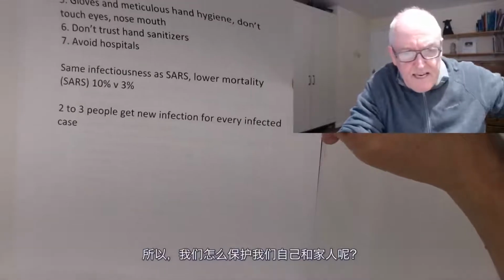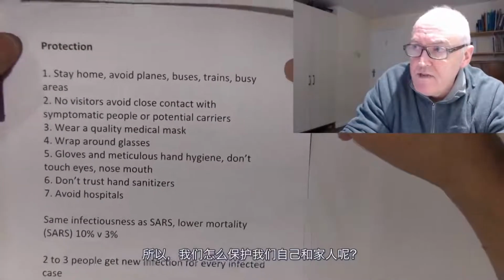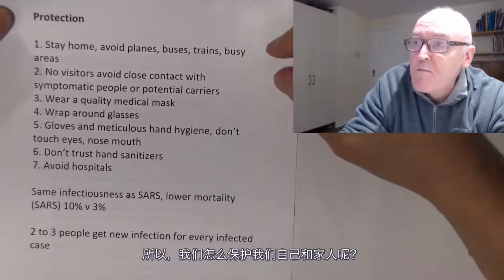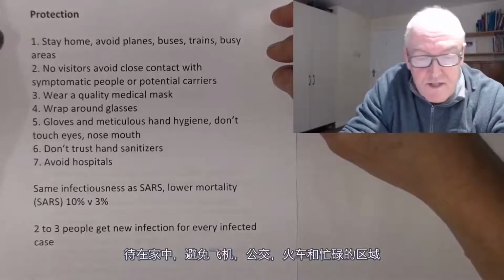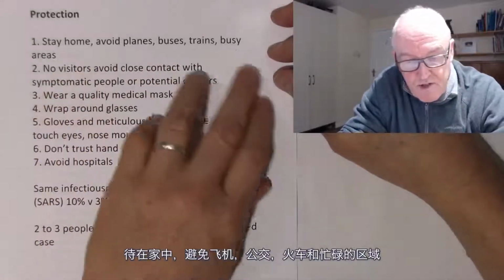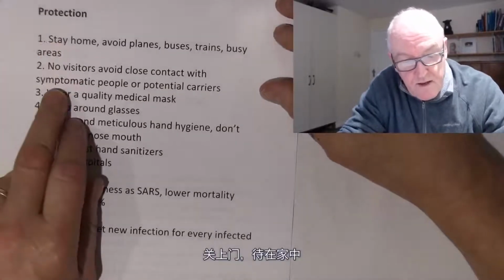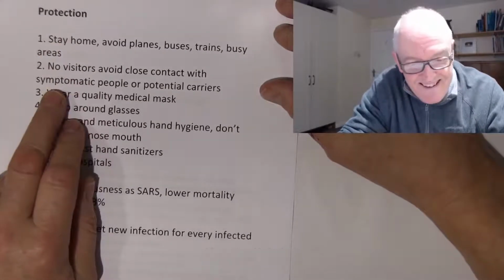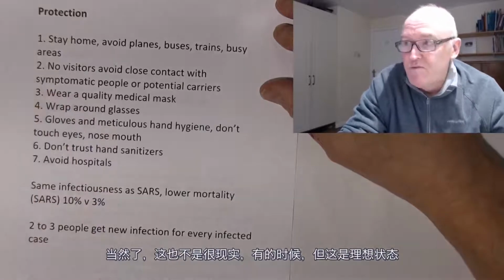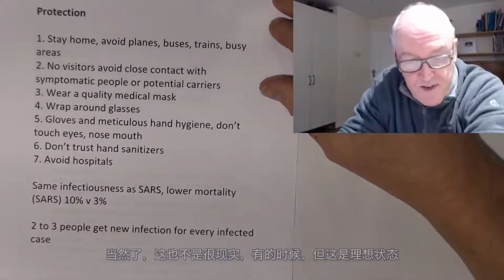So how can we protect ourselves from this virus? How can you protect yourselves and your family? Well, stay home, avoid planes, buses, trains and busy areas. Just shut the doors. Just stay home. Of course, it's not always possible. This is an ideal situation.